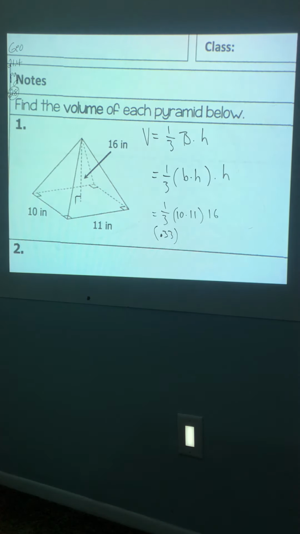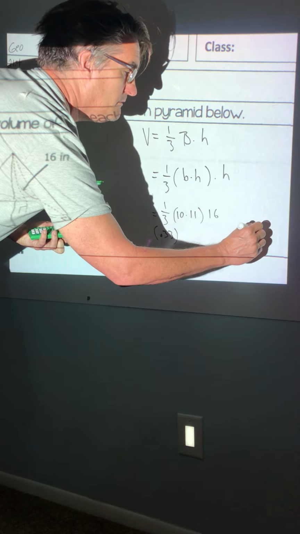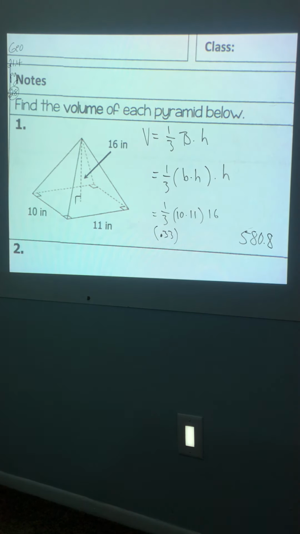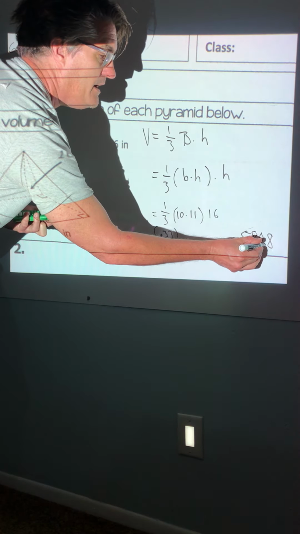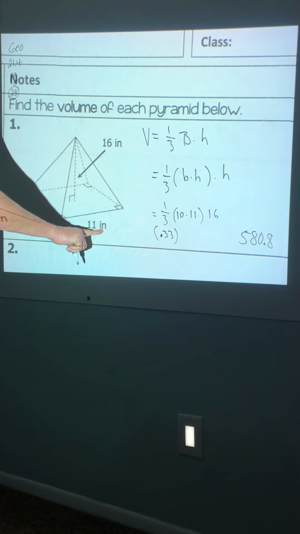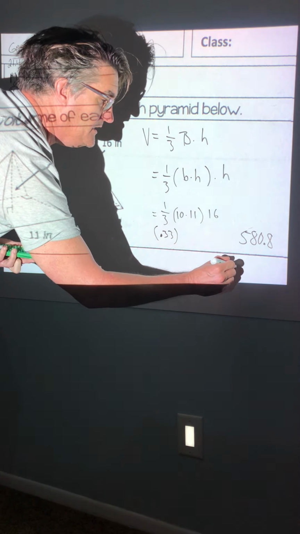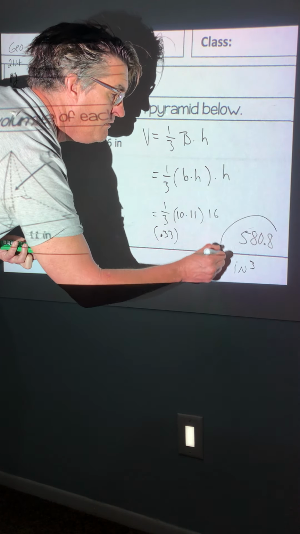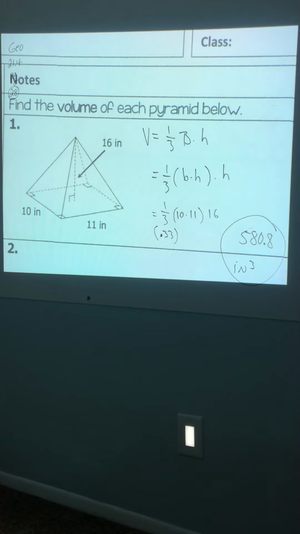So 0.33 times 10 times 11 times 16, and you hit enter, and you're going to get a grand answer of 580.8. And then you got to pause for a second and go, okay, what am I doing? Am I doing volume? Am I doing area? Oh, okay, I am doing volume. So you go back and you grab that inches and you write inches to the 3rd power. Because inches to the 3rd power or cubic means volume. Talk to me about number 1. Fun stuff, isn't it?